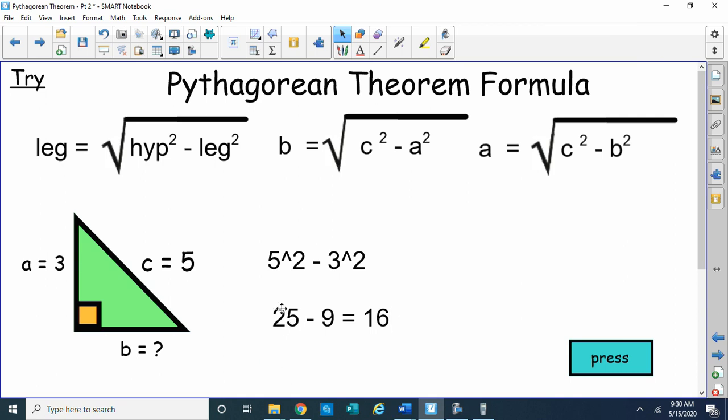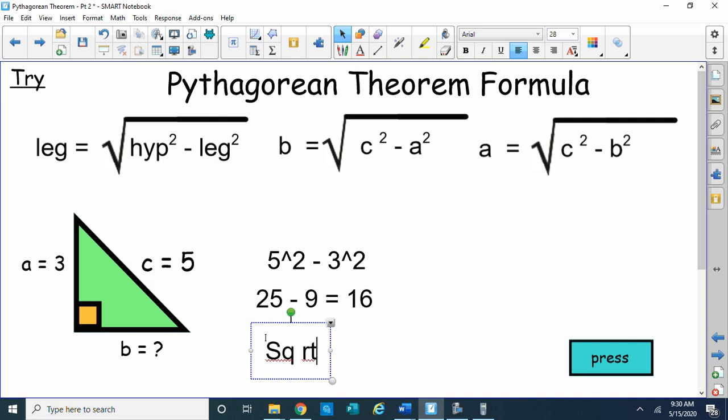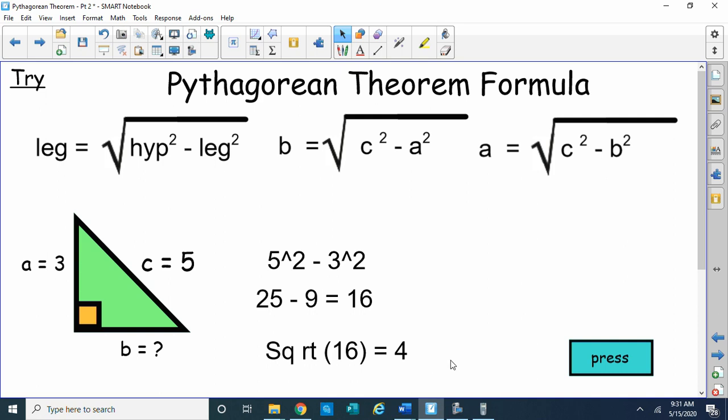And so I'm almost done. Now all I have to do is take the square root of 16, and that'll give me my answer. The square root of 16 is 4, or negative 4, and usually we take the positive answer instead of the negative answer. So our side b would equal 4. So if you said b is equal to 4, you are correct. So that's the new stuff we'll be dealing with in the Pythagorean Theorem.